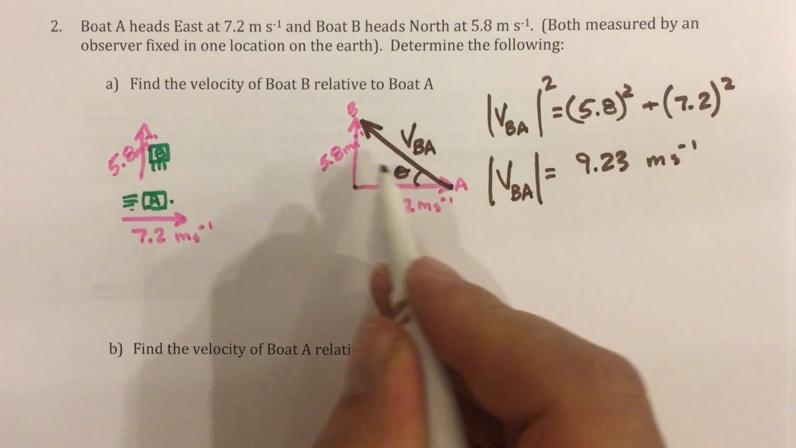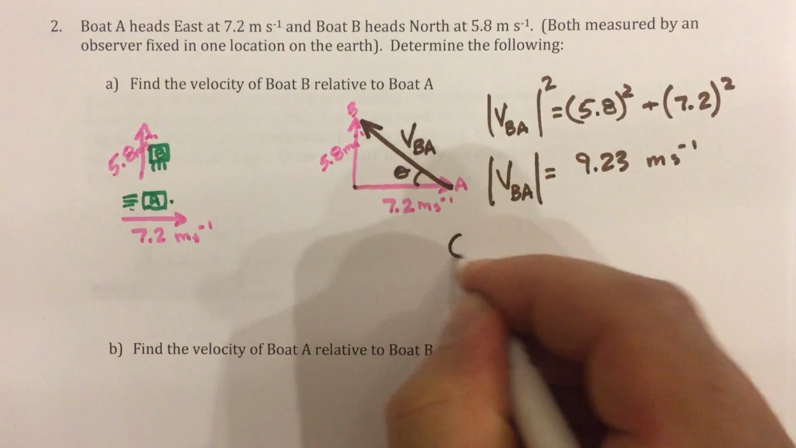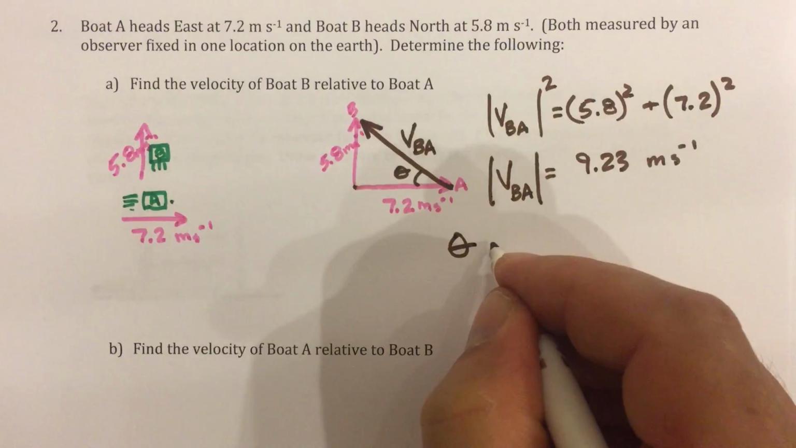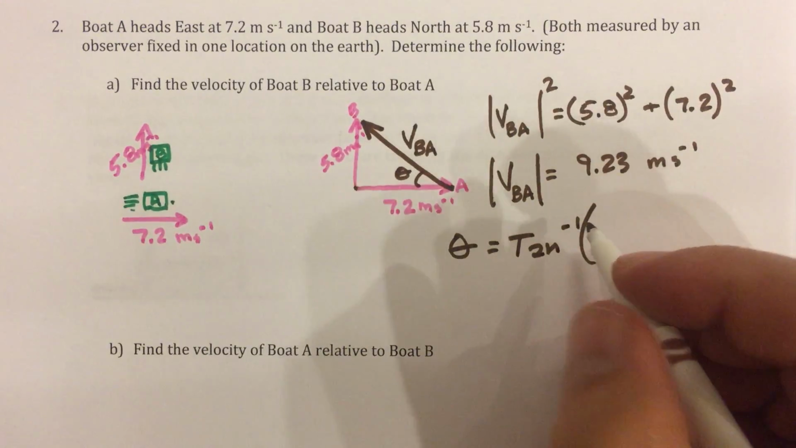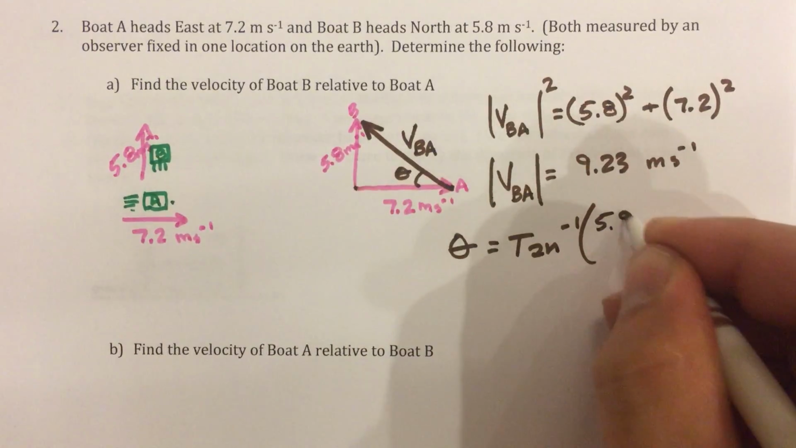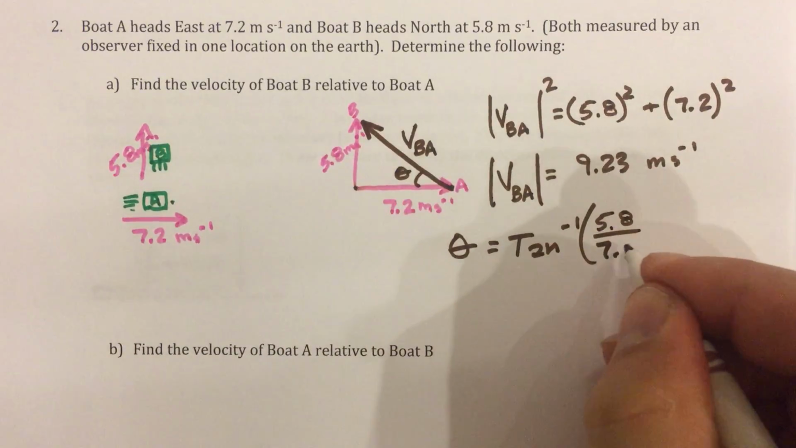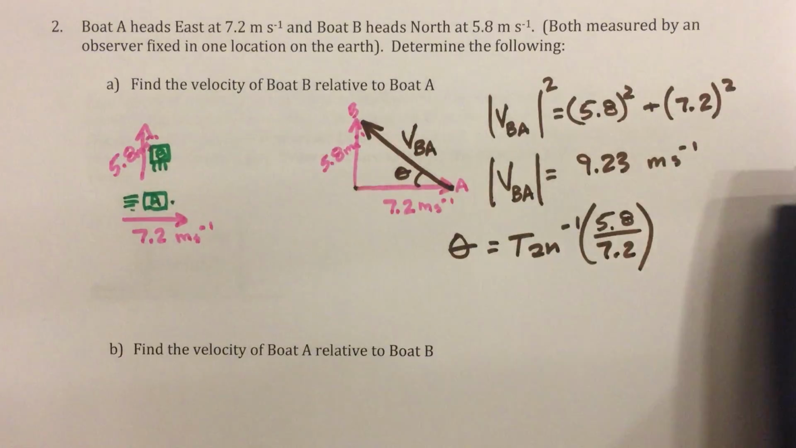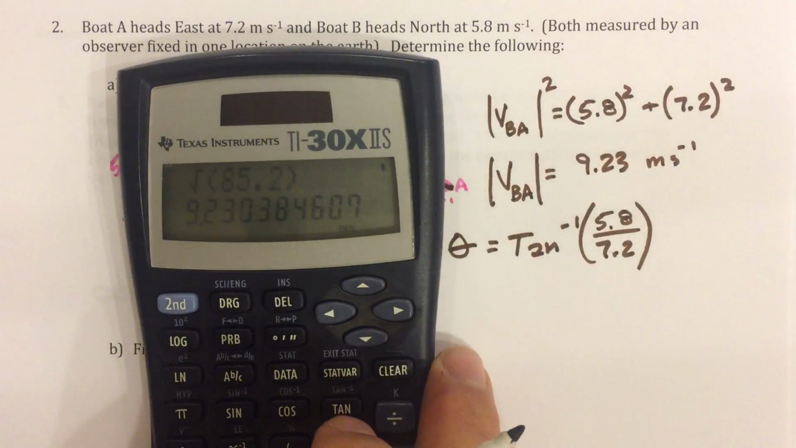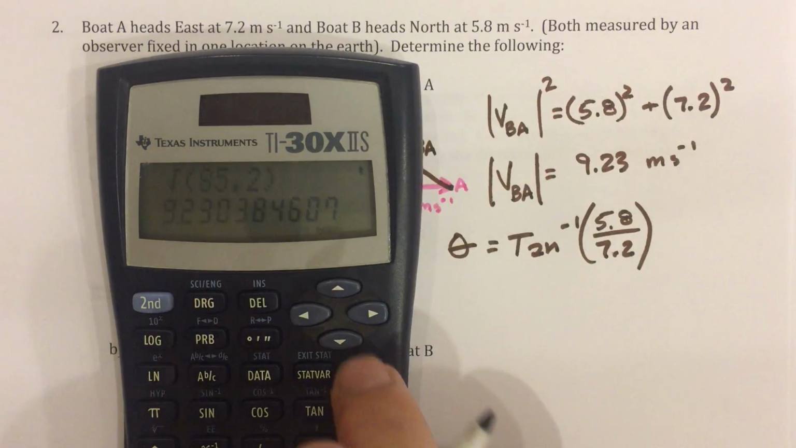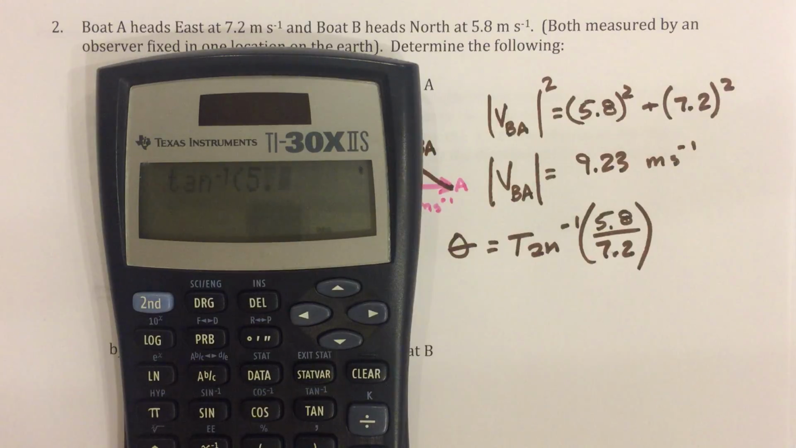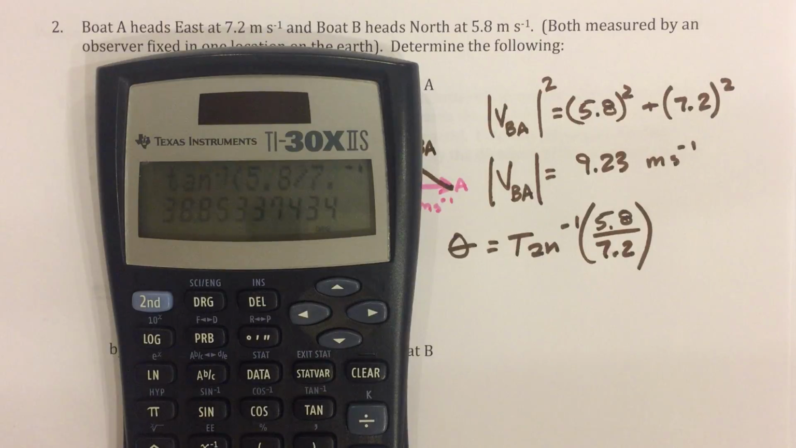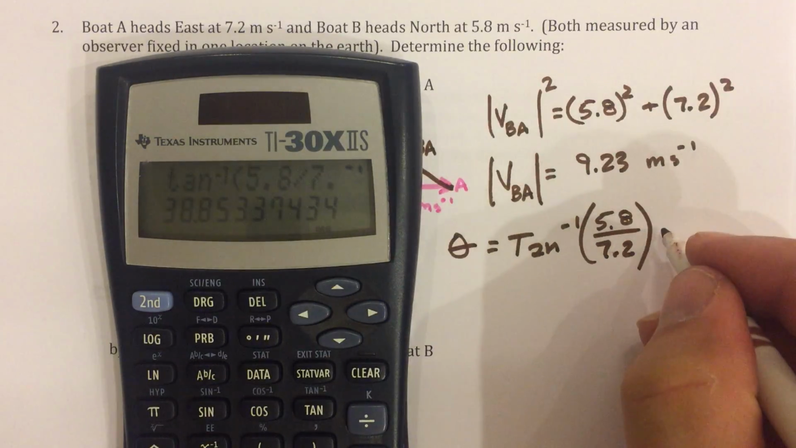Well, the tangent of theta is the opposite over the adjacent, so I can say that that angle theta, just like we showed before, is going to equal the inverse tangent, and you can look back if you want to see how we got this, of the opposite 5.8 over the adjacent 7.2. So what is that? All right, let's do that. So I'm taking the inverse tangent, that's second tangent, of 5.8 divided by 7.2, and I get 38.9 degrees.